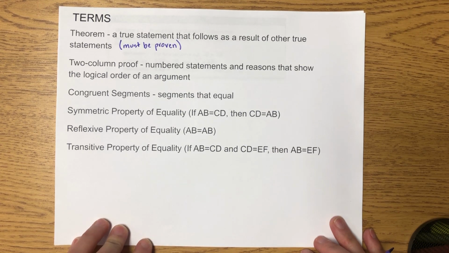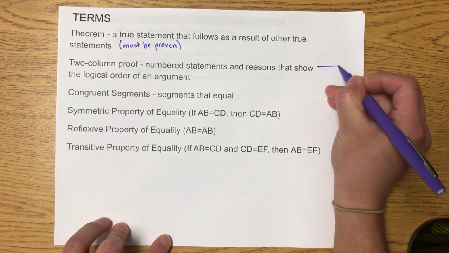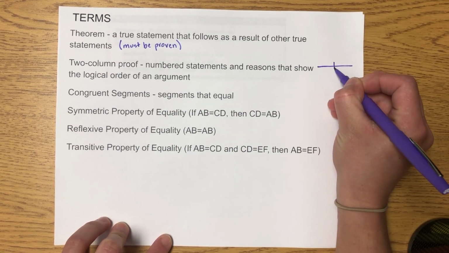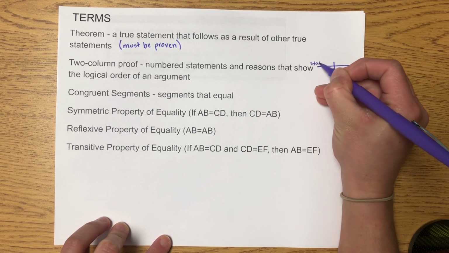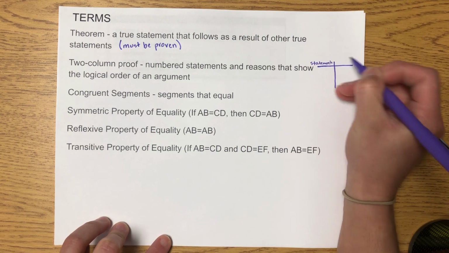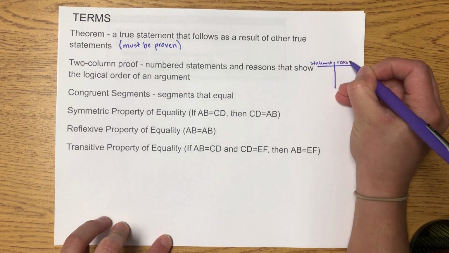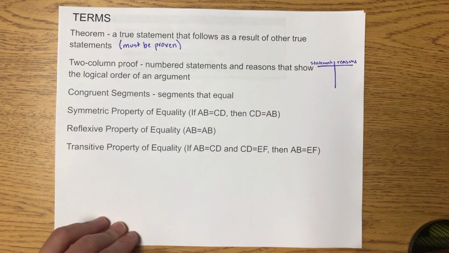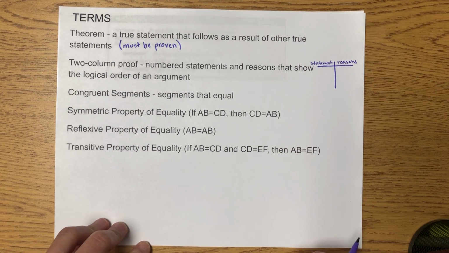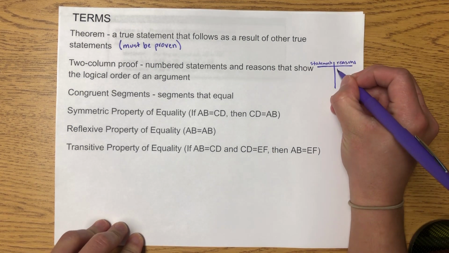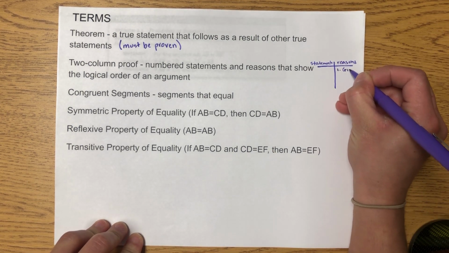Now, we prove theorems using the format of a 2-column proof. So remember, our 2-column proofs look like this, where it's 2 columns. The left side is labeled statements, and the right side is labeled your reasons. They are numbered statements and reasons that show the logical order of an argument. We always number them, and our first number is going to be listed as given.